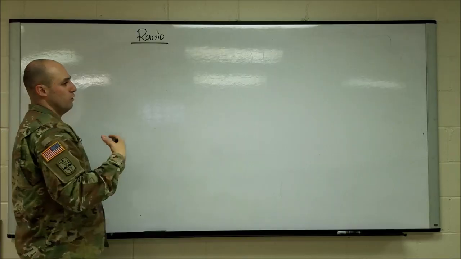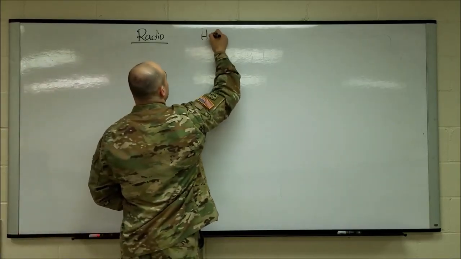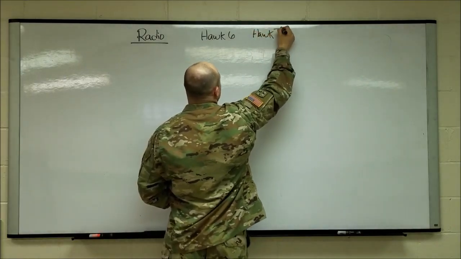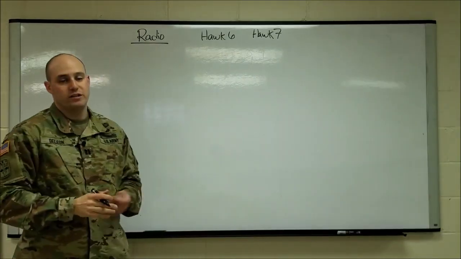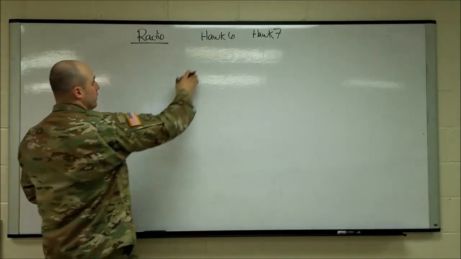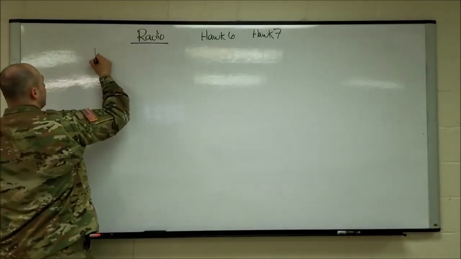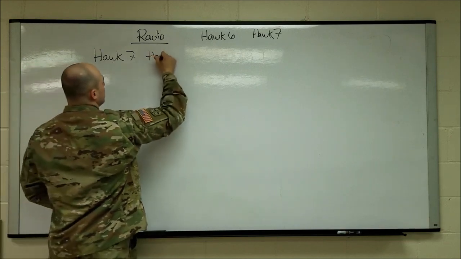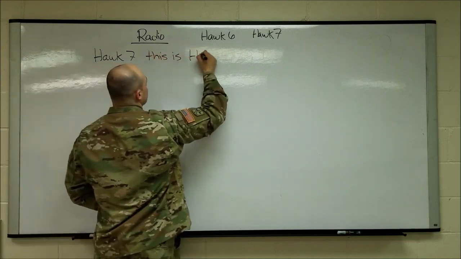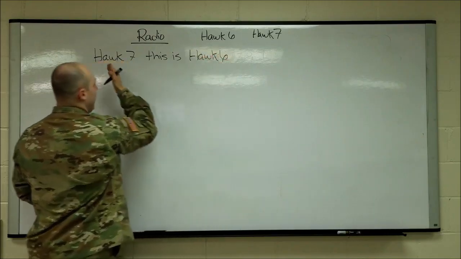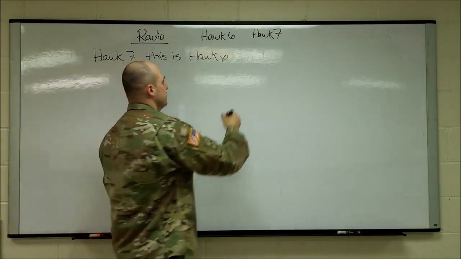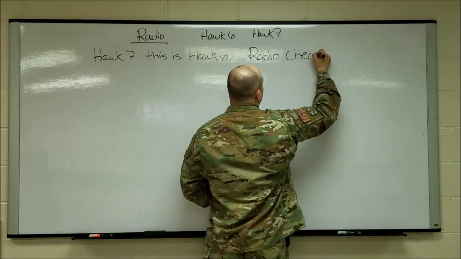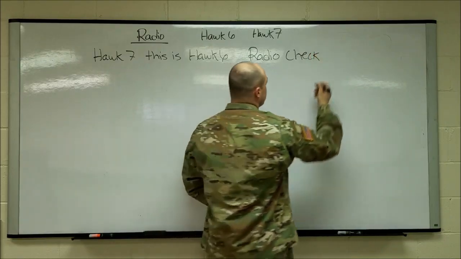But let's say we have two people. We've got Hawk 6 and we've got Hawk 7. So we've got like a platoon leader and his platoon sergeant, and they're going to do a radio check together. Okay? So 6 is going to call 7. He's going to say, Hawk 7, this is Hawk 6, radio check. And then what's he got to say to end the transmission? Over.